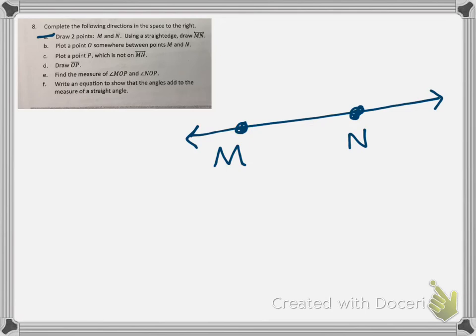Plot a point O somewhere between M and N. Between them. So I'm going to put it right there. And I'm going to label it O. You do the same. Cross off B. We did that.